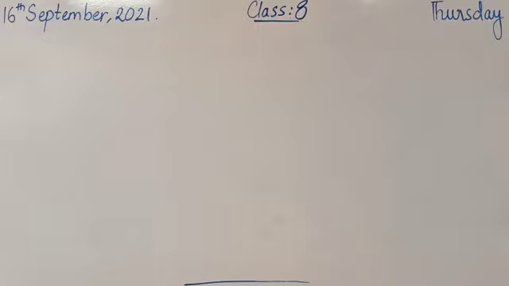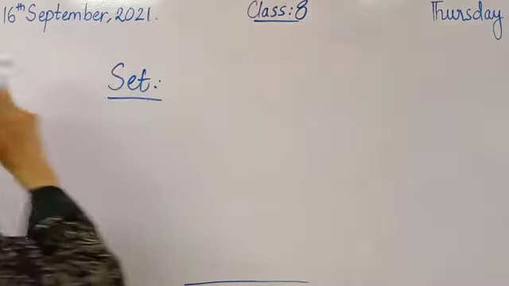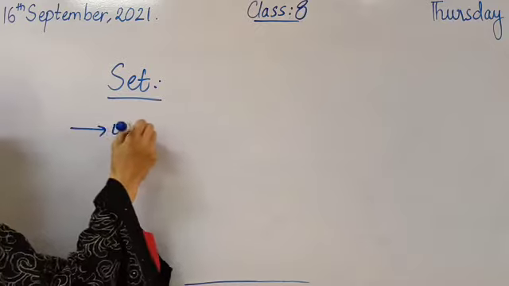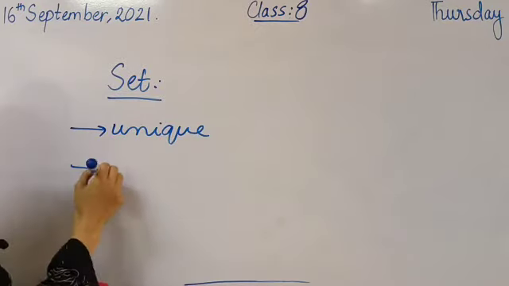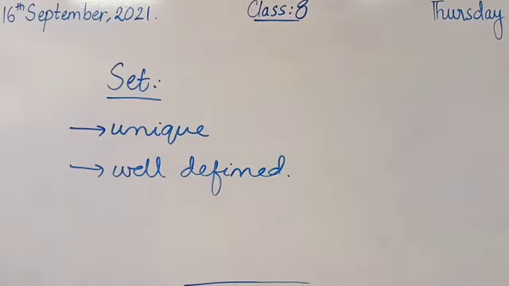Fine, Alhamdulillah. Okay, in the previous lesson we read about sets. I hope you all are now more familiar with a set. What is a set? A collection of any kind of objects. Okay, but there is a condition on this collection that the objects must be unique. It means non-repeated, and the objects must be well defined. Okay, there is no ambiguity in the statement about which type of objects we are talking.